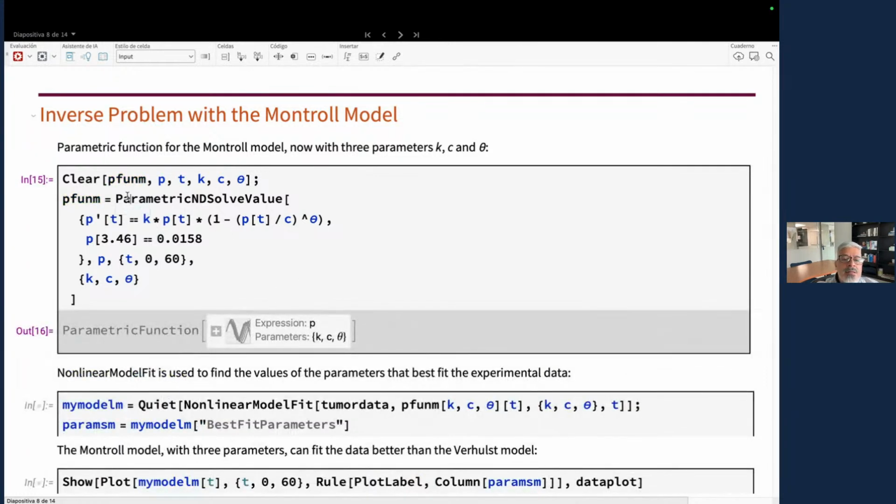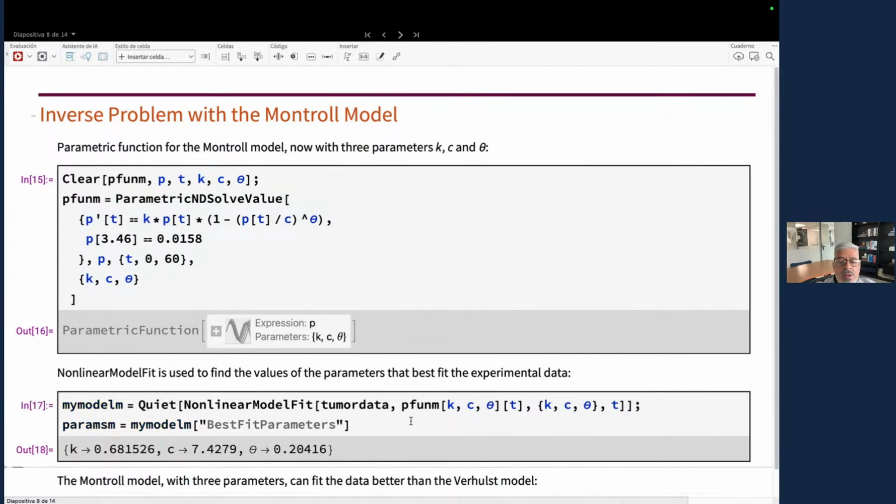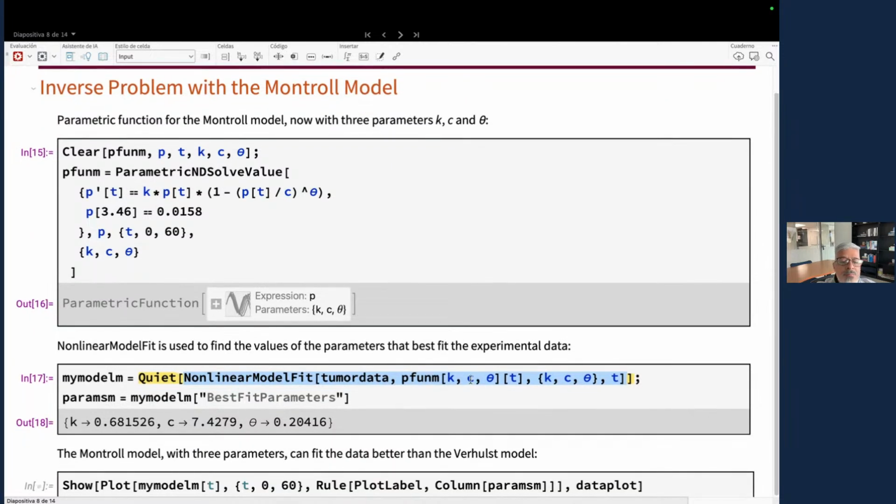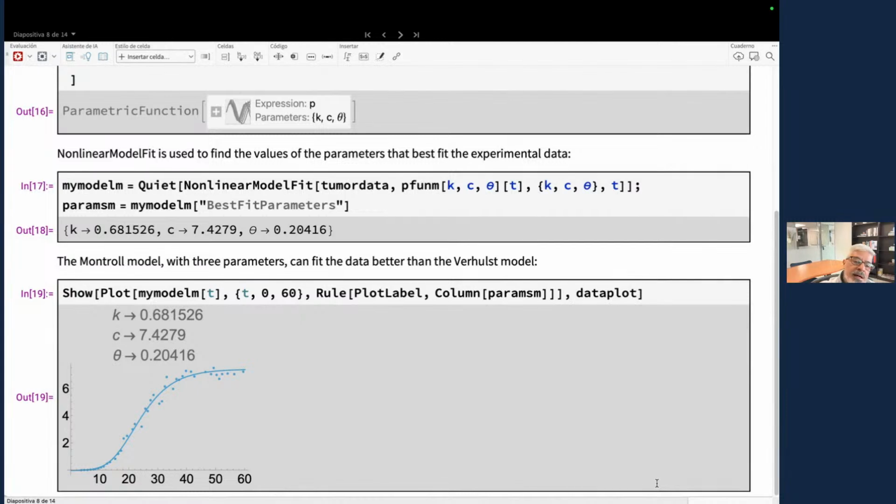Here we have, again, the numerical solution with parameters. And then we use NonlinearModelFit to find the best parameters, the parameters that minimize some error, to the data. Here we have the new values. I notice here I use Quiet in order to avoid the messages that appear. Then we have here the parameters 0.68, 7.42, 0.20, and we can see that we now have a best fit.